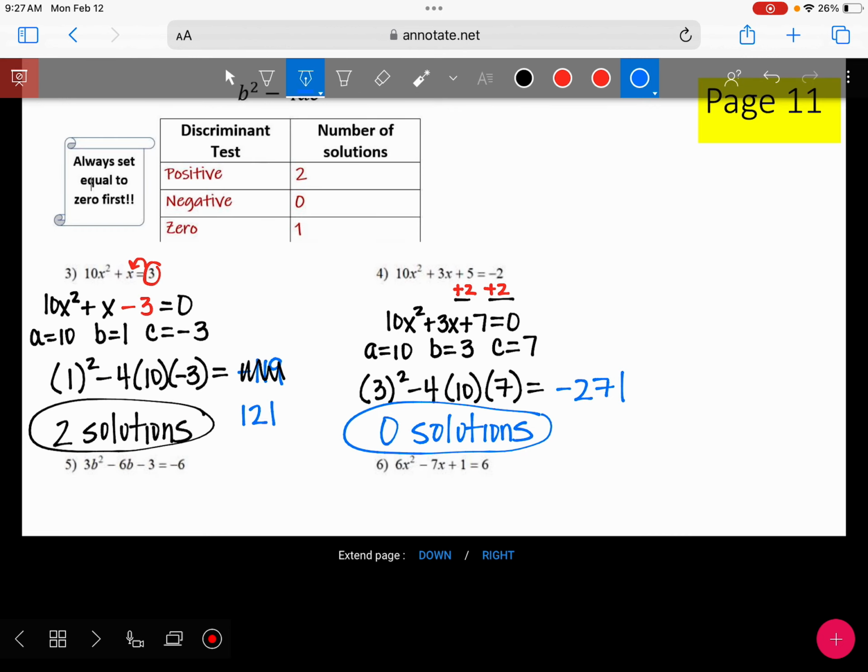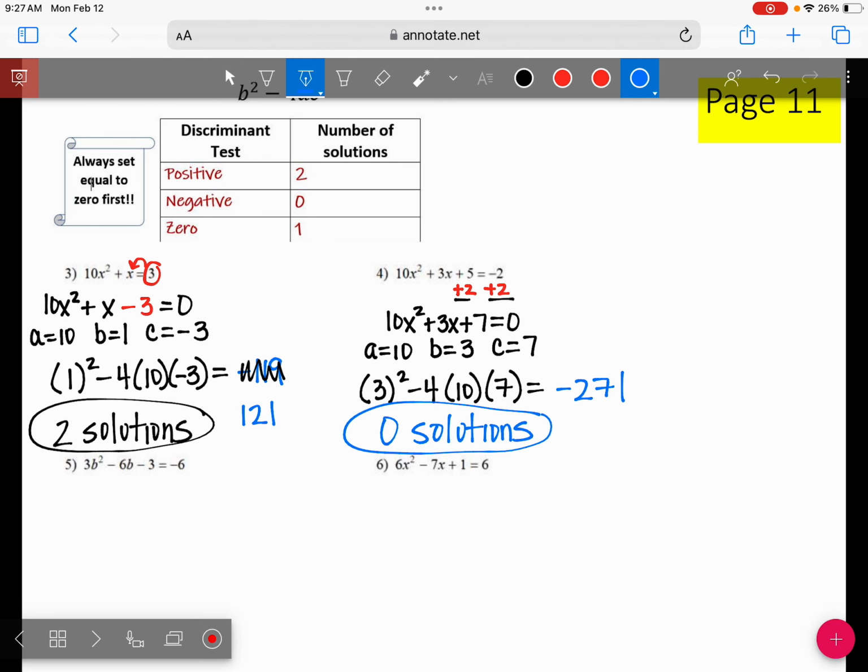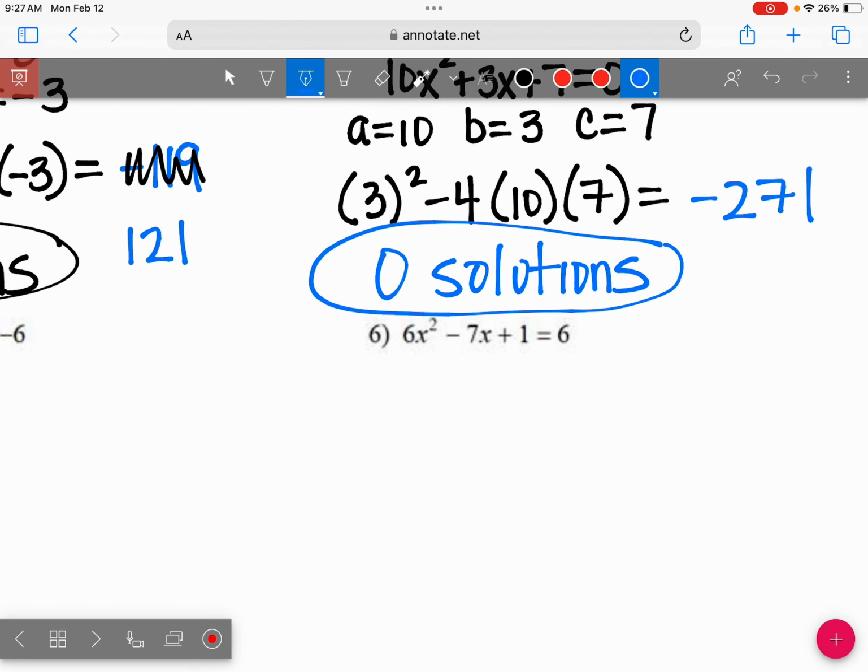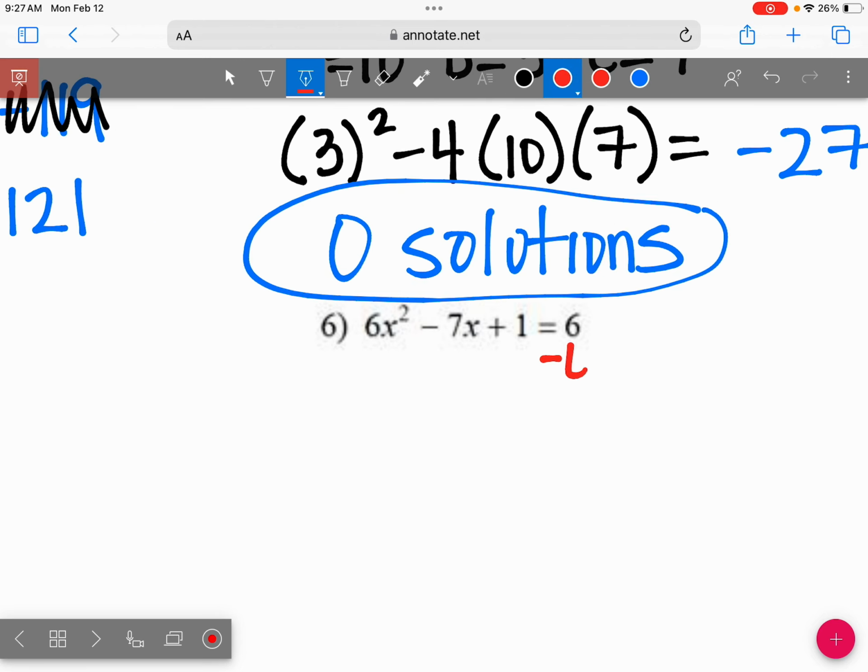All right, last one. Let's go ahead and do number 6. First step is we got to do what? Subtract the 6. So let's subtract 6 from 1. So that'll be 6x squared minus 7x. Now in your calculator, type in 1 minus 6. 1 minus 6 is your new C value.